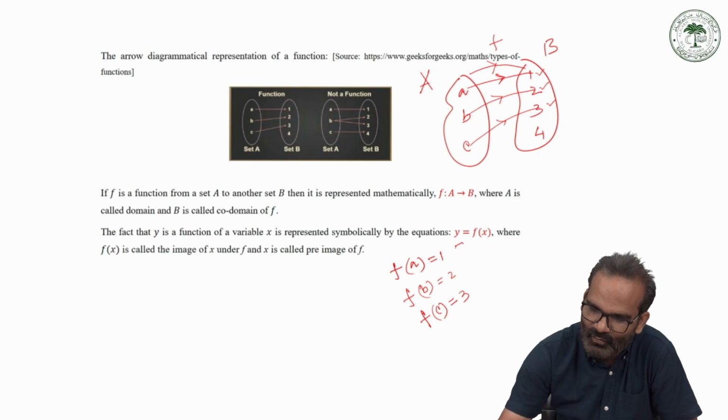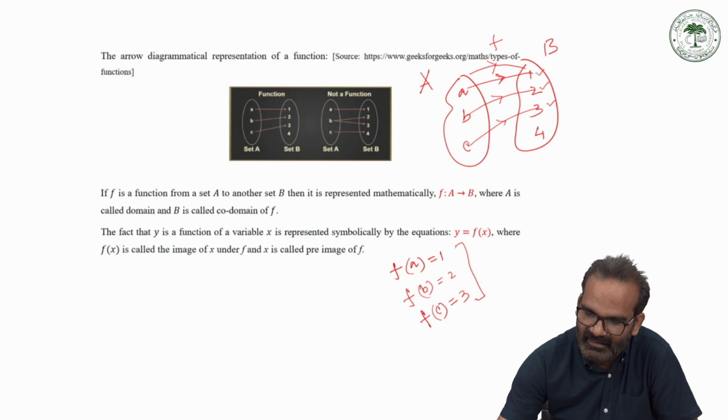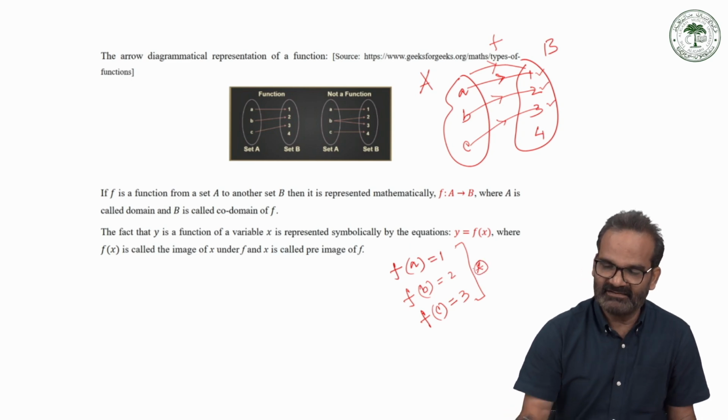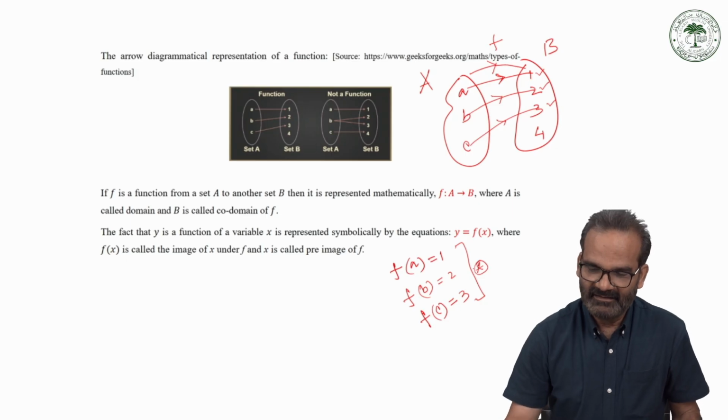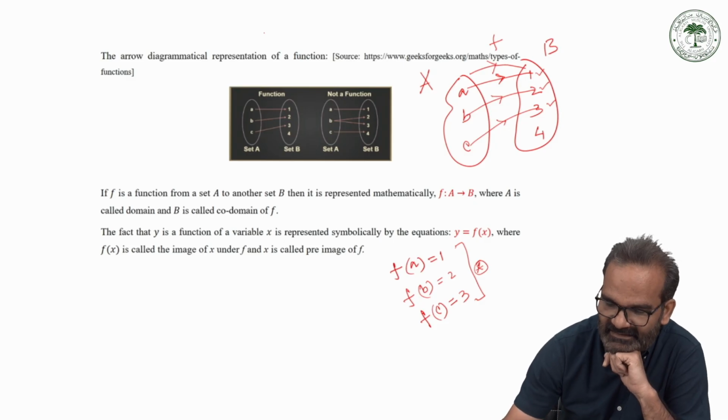And this is how we write it and how we read it. Image of A under f is 1. Image of B under f is 2. Image of C under f is 3. Right? Try to understand this. This is very important. I will use this concept in the next slide. So take the second example. Look here. Here the image of A is 1, right? And the second thing is what?